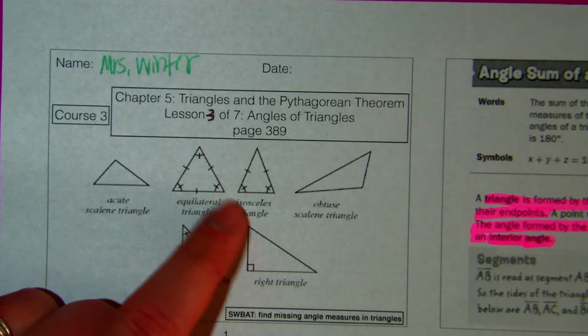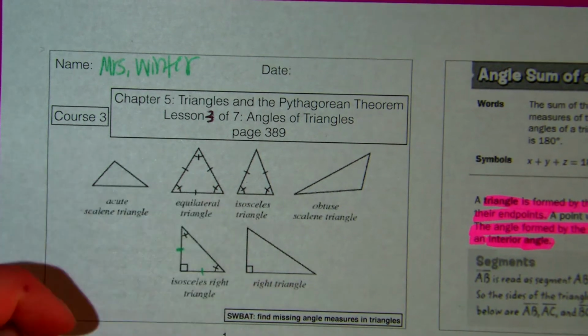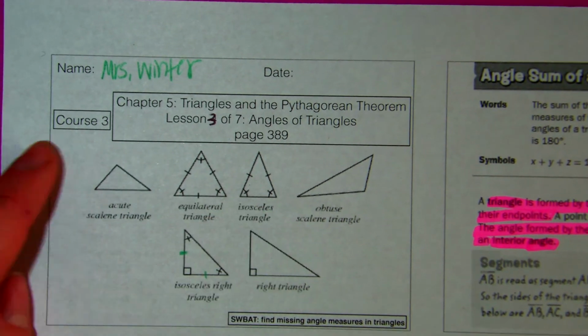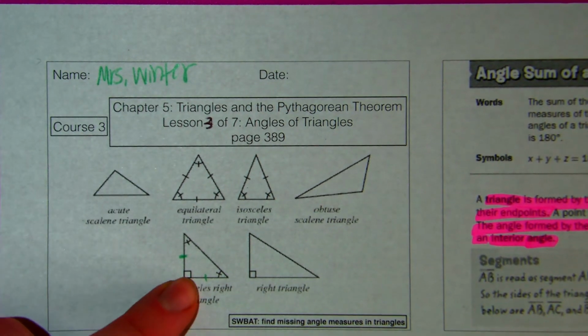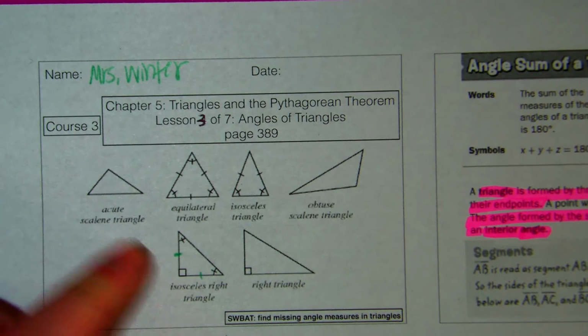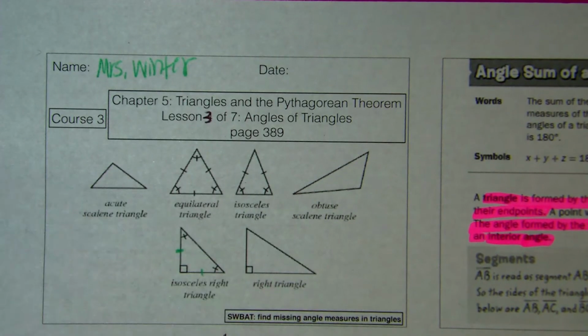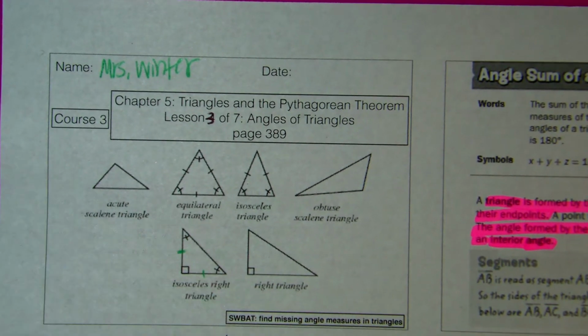Isosceles, two angles the same, which also means that two sides are the same. Obtuse means we have an obtuse angle. Scalene, again, no sides the same. Isosceles right, given away by these two right angle boxes. Isosceles meaning two base angles are the same, sides are the same, and a right triangle.